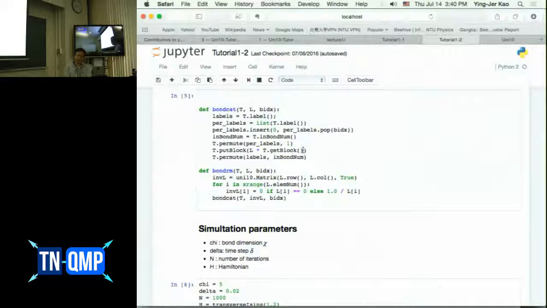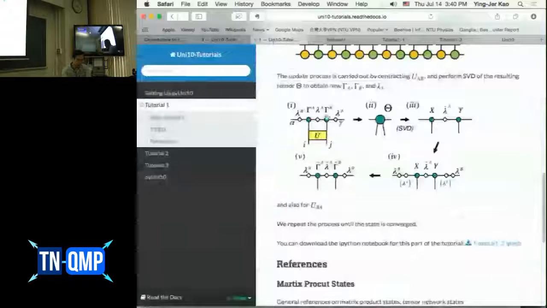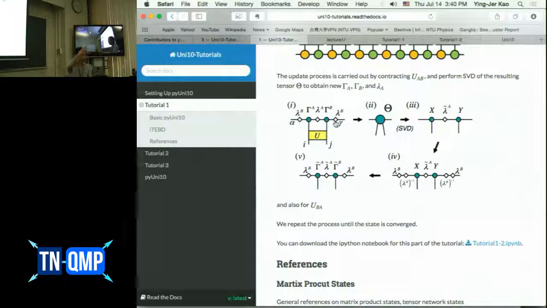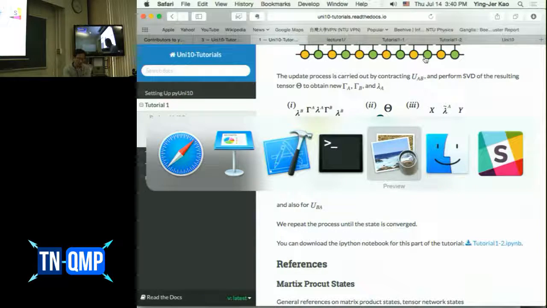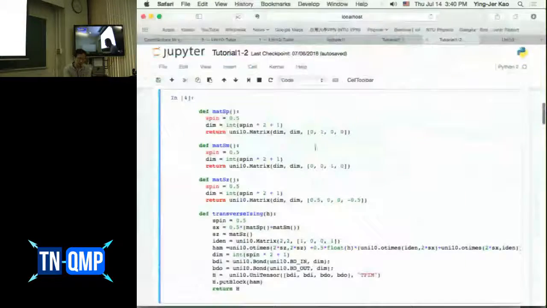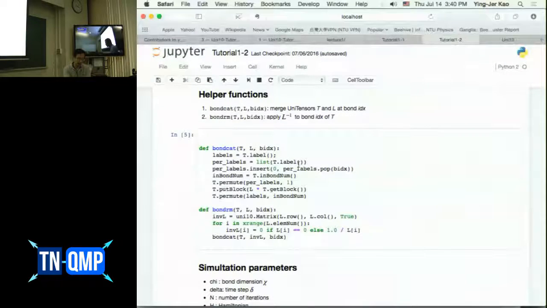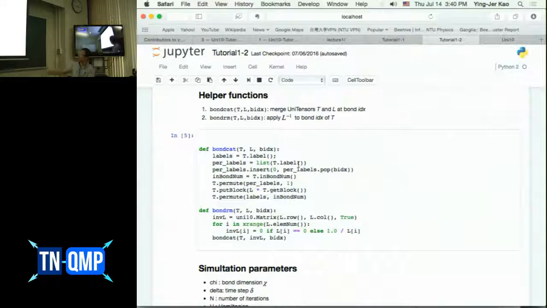And so basically these two functions are just some helper functions, because we have this tensor, and we need to combine them. We need to combine this diagonal singular value into this tensor and contract, and then do some operations. So these two helper functions are basically doing these things. Basically just contract the tensor with this lambda, and remove the lambda.